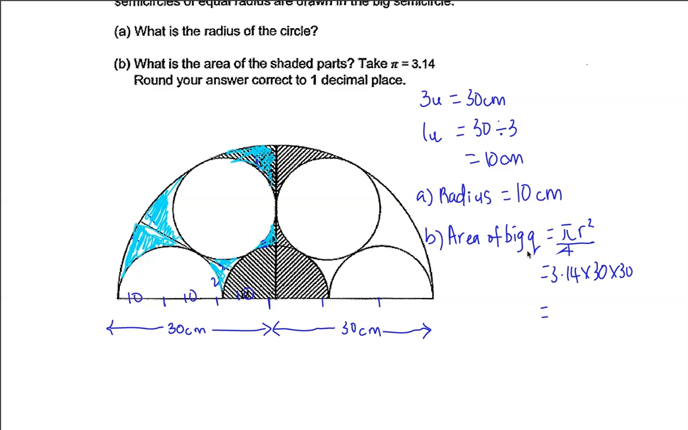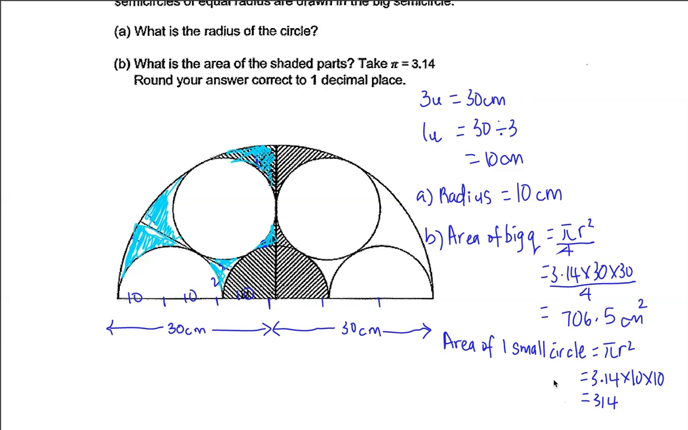Alright, so the area of the big quarter is pi r squared divided by 4, right? Because we are looking for a quarter, so divide by 4. So pi, we take pi to be 3.14, times radius 30 times 30, and you divide the whole thing by 4, we should get 706.5 cm squared. So now we found the whole thing. Next, we will find the area of this part here. This is a semicircle and this is a quarter circle. So over here there's 3/4, correct?